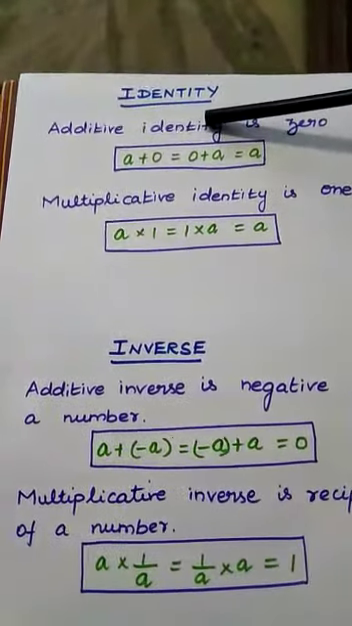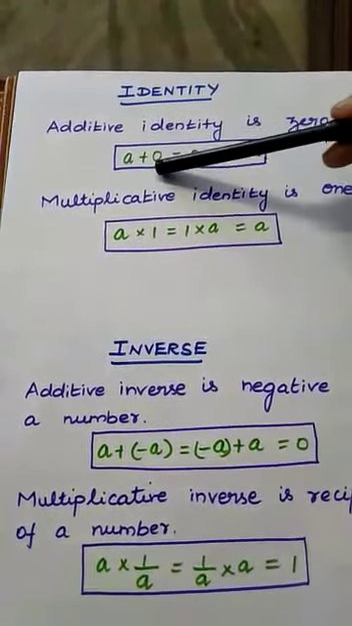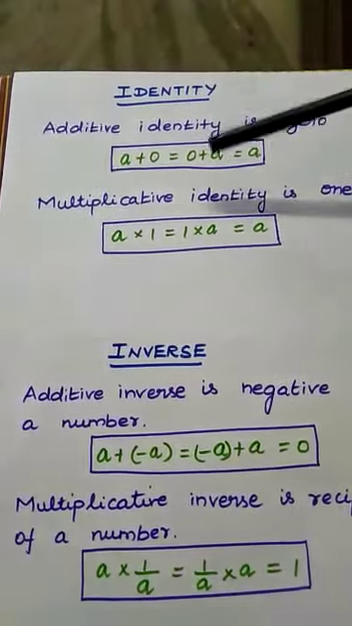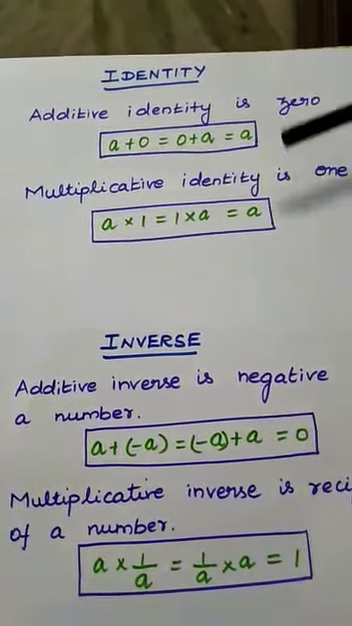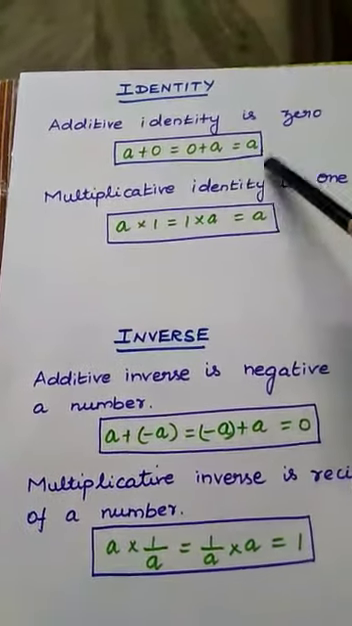What is the additive identity? Additive identity is 0 only. Because if we add any value with 0, we get the same value only. For example, 7 plus 0 or 0 plus 7. What is the answer? 7 only. So, a + 0 = 0 + a = a.